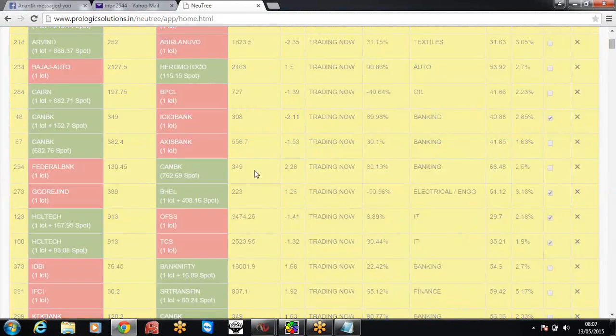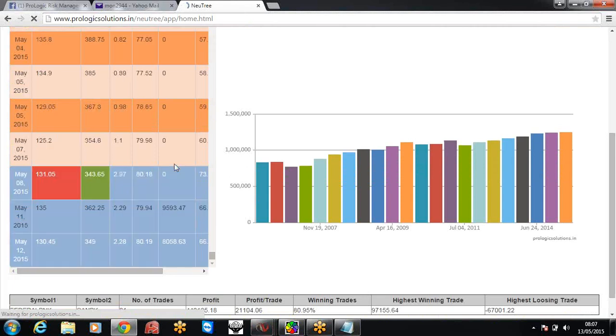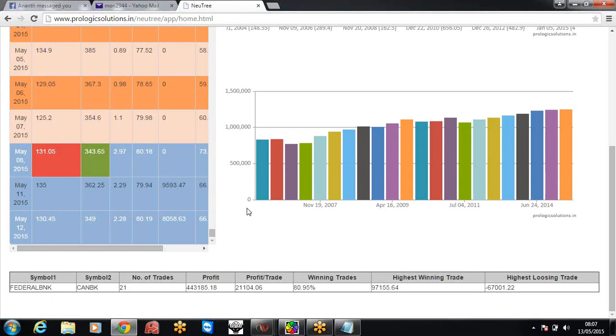So Federal Bank and Can Bank, that's the next trade. We can see that this particular trade, we got it on the 8th. That is, we short Federal Bank one lot and we bought Can Bank one lot plus the remaining difference in the turnover in spot market. So 2.97 is the Z score and 80% is the correlation. That is an excellent correlation.